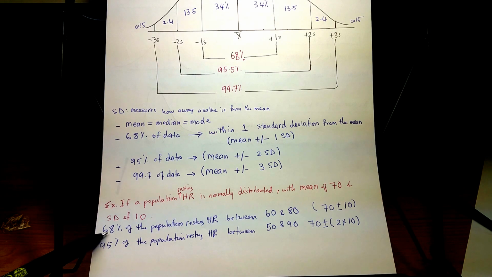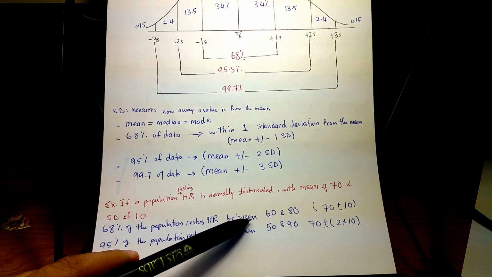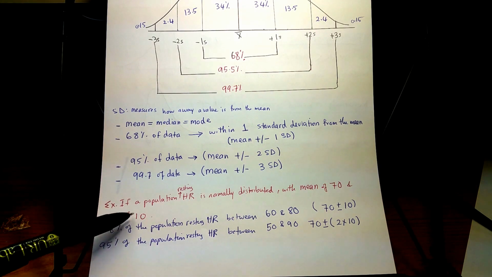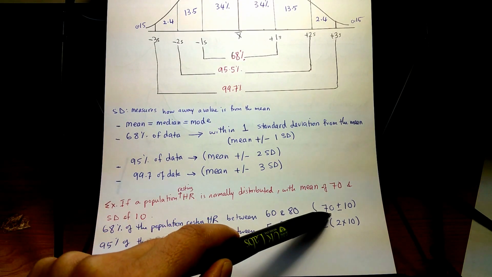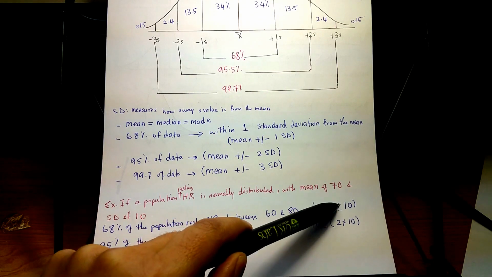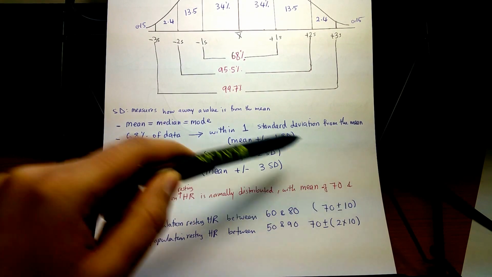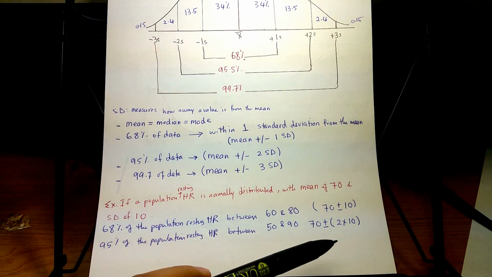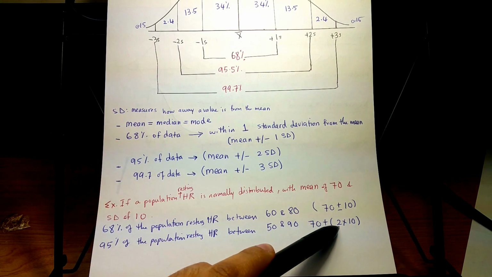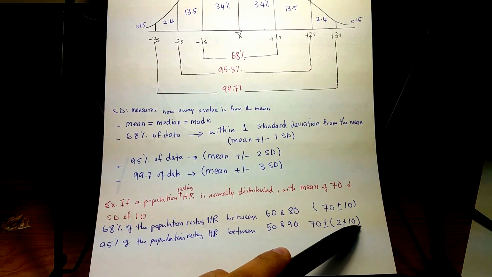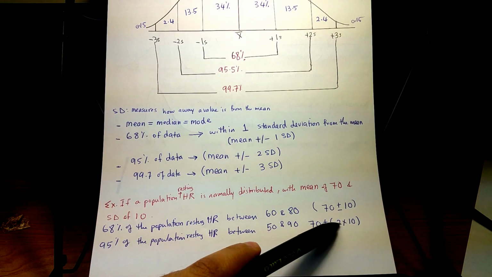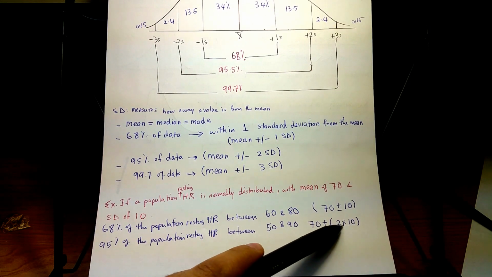So in this example, 68% of the population's resting heart rate lies within one standard deviation. So one standard deviation is 10, and the mean is 70, so 70 plus or minus 10. 95% of the population lies within two standard deviations, as we said here. So 2 times the standard deviation, and this is the mean, plus or minus 2 times the standard deviation.